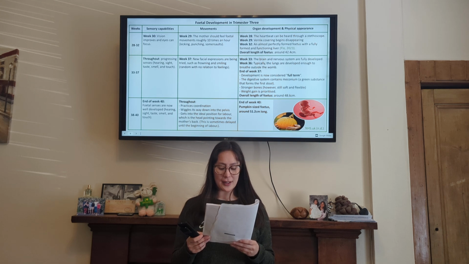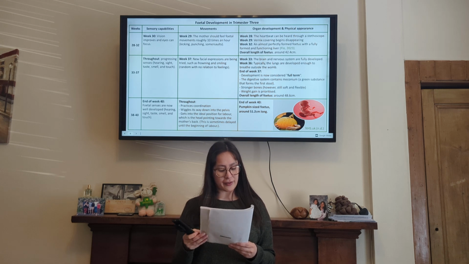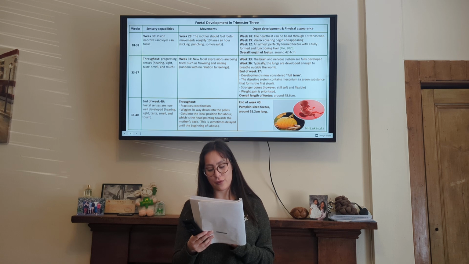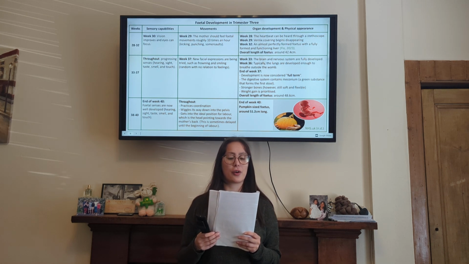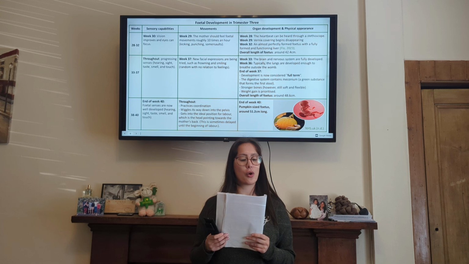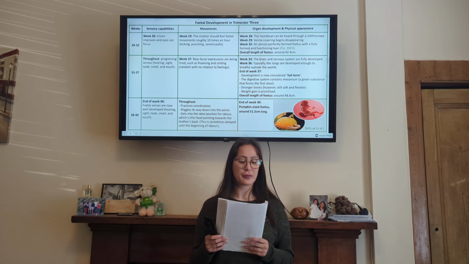At week 29, movements increase and can include kicking, punching, and somersaults. This is also the week that the vernix skin covering begins disappearing. At week 30, vision improves and eyes can focus. And by week 32, the liver is fully formed and functioning. The fetus is almost perfectly formed and is around 42.4 centimetres long.